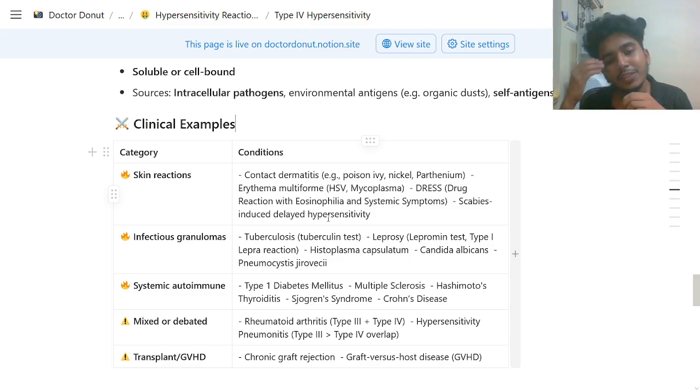Infectious granulomas include tuberculosis, wherein you see the tuberculin test. In leprosy, you can do something called the lepromin test, type 1 lepra reaction, Histoplasma capsulatum, and Candida albicans, and also Pneumocystis jirovecii, which is a very important fungus for HIV questions.